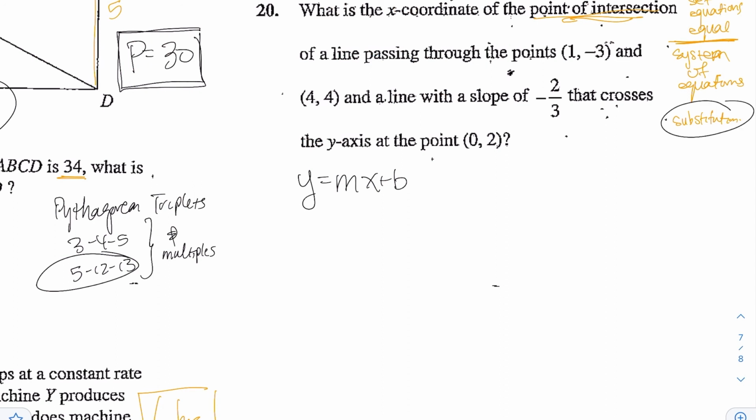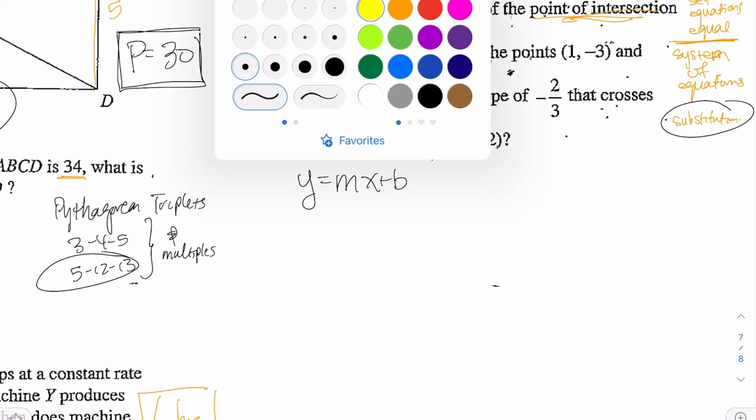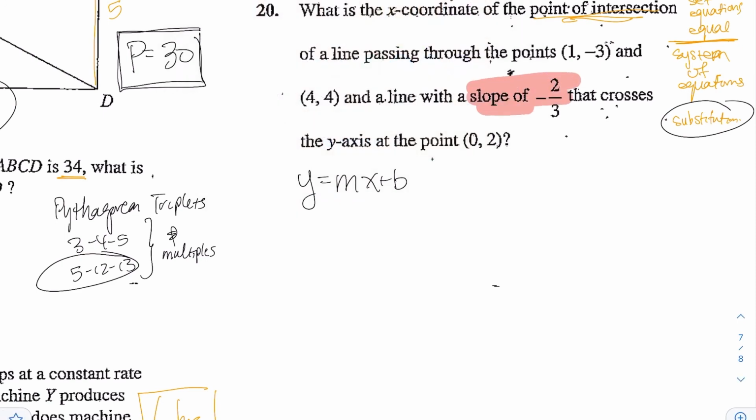So the second equation is actually easier, because the slope is -2/3, and the y-intercept here is (0, 2). So for one of the lines, L1, it's y = -2/3 x + 2.